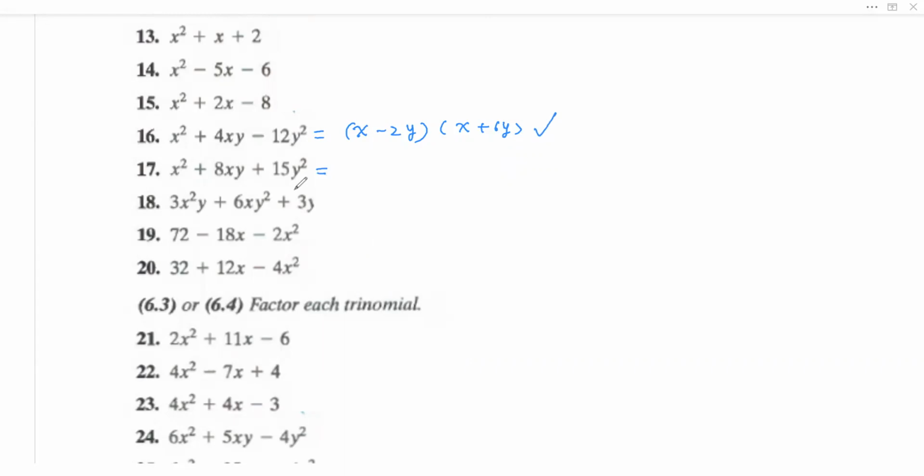Jalen. Jalen, can you read number 17? Can I do it? I know, Thomas, you do a good job. X plus 3y and x plus 5y. Wow, very good. Excellent. All right.